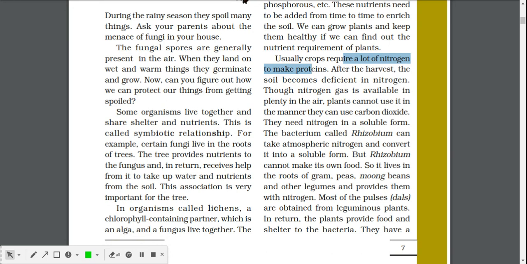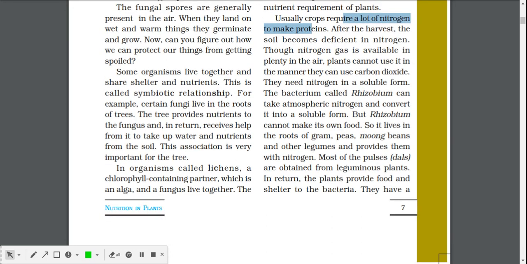Usually, crops require a lot of nitrogen to make proteins. After the harvest, the soil becomes deficient in nitrogen. Though nitrogen gas is available in plenty in the air, plants cannot use it in the same manner. So how do plants use it? Basically, there is rhizobium bacteria present in the root nodules, and that rhizobium bacteria takes the atmospheric nitrogen, converts it into a soluble form, and that soluble form is absorbed by the root nodules and then transferred to the plant.